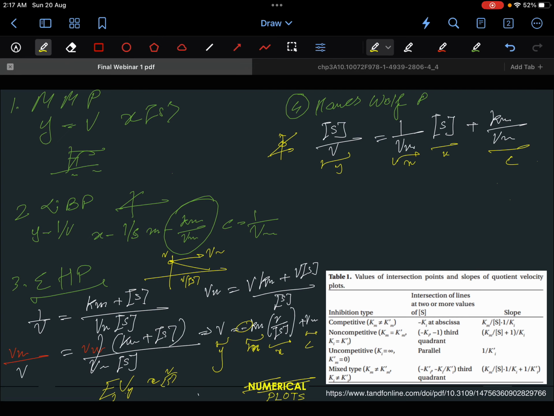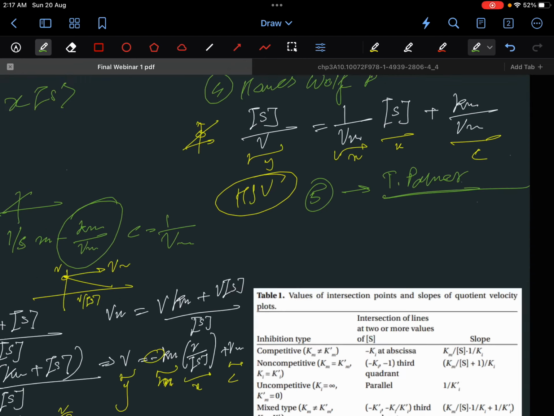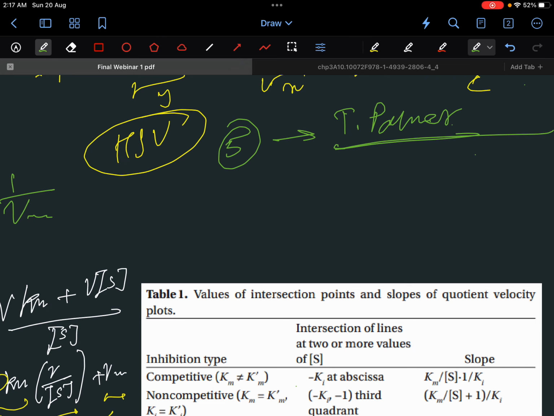Okay, HSV or something like that, you have to like remember that one. So these are the four graphs, four plots, and another one is like Dixon plot. Dixon plot you will not find this in like Voet and Voet में नहीं मिलेगा, Lehninger में नहीं मिलेगा. T Palmer का book में इसका like जिक्र है इसमें. T Palmer is an old book, तो इसमें थोड़ा जिक्र है इसका. तो it is also just know that it is also known as Dixon.